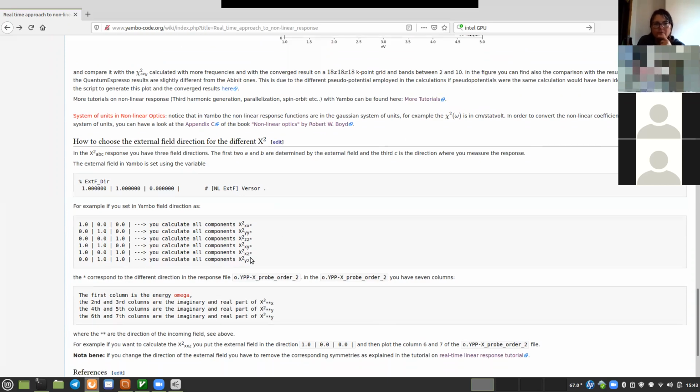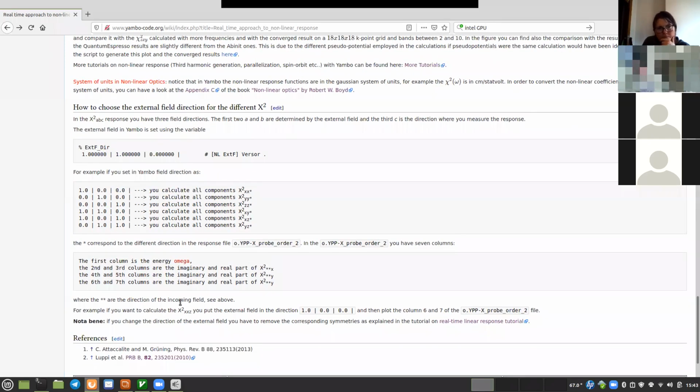Some care has to be taken to choose the direction. We recently updated the tutorial to explain how to choose the direction of the field, because, for example, Chi2, the second harmonic generation coefficient, has 3 indexes. It is Chi2 A, B, C, because there are 2 incoming fields and 1 outgoing field. The field in the input determines the incoming fields A and B, and then the analysis of the response gives you the third, the missing field. So these are, for example, all the possible combinations.